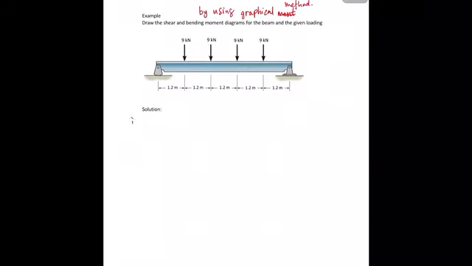So first you have to calculate the support reaction. AY you already calculated, which is 18 kilonewton, and FY you already calculated, which is 18 kilonewton. Okay, you have to calculate this one, but since we already calculated this one, I just take the value. First you have to draw the free body diagram with all the support reactions value.